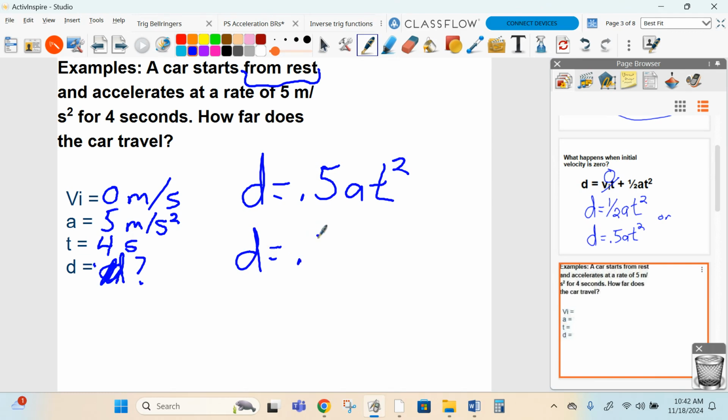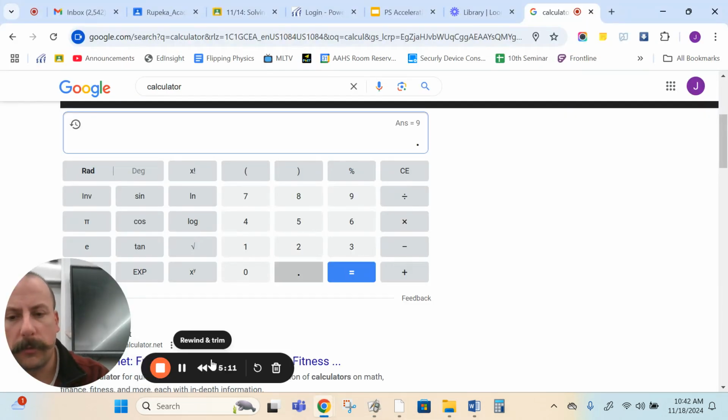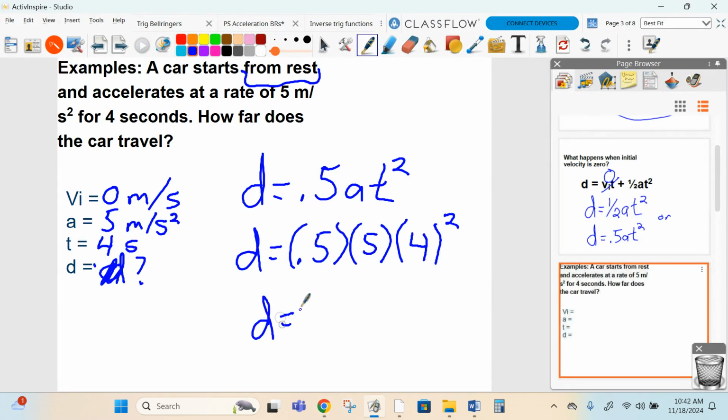D equals, I want to plug in my numbers, 0.5, multiplied by the acceleration, 5, multiplied by 4 squared. And again, I'll type this in my calculator, 0.5 times 5 times 4 to the second power equals 40. D equals 40 meters.